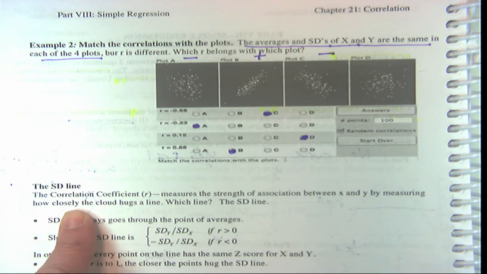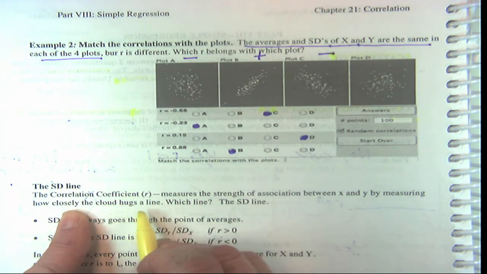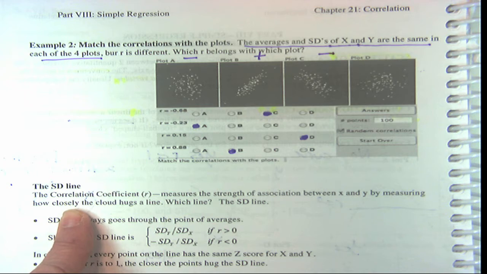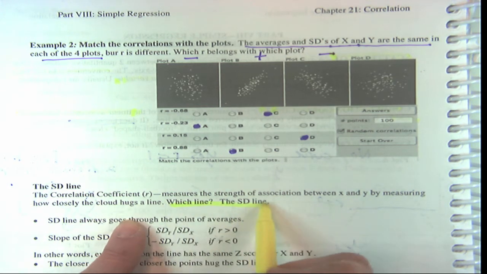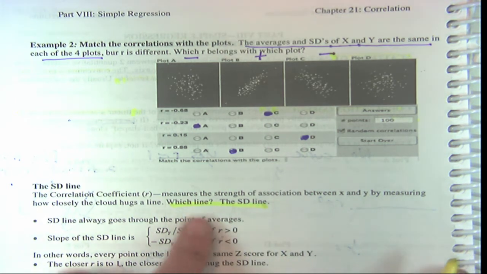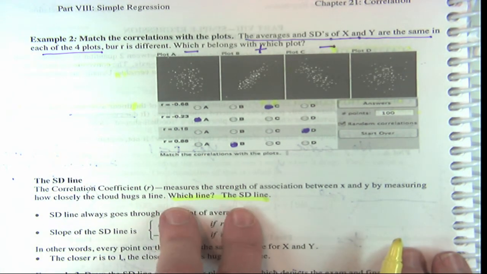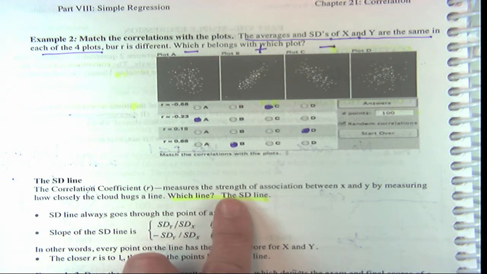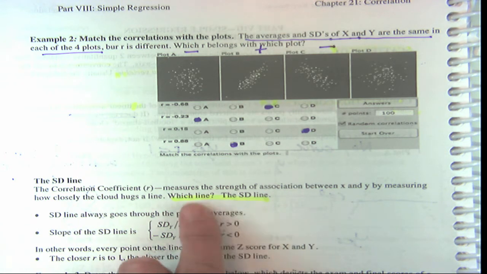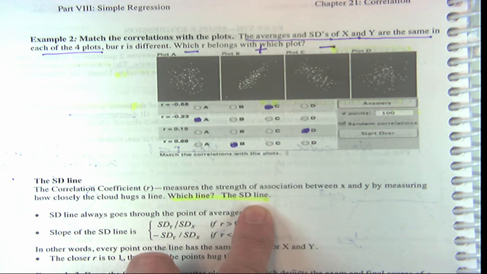It measures how closely they hug a line, the line of perfect correlations. That's what it is. So which line is that? That's called the SD line. And I bet most of you, unless you took Stat 100, are not familiar with this line. You're familiar with a different line called the regression line, which is the best predictor line, the line that we use to make predictions for y given x. But first, let's look at this regression line, this standard deviation line.